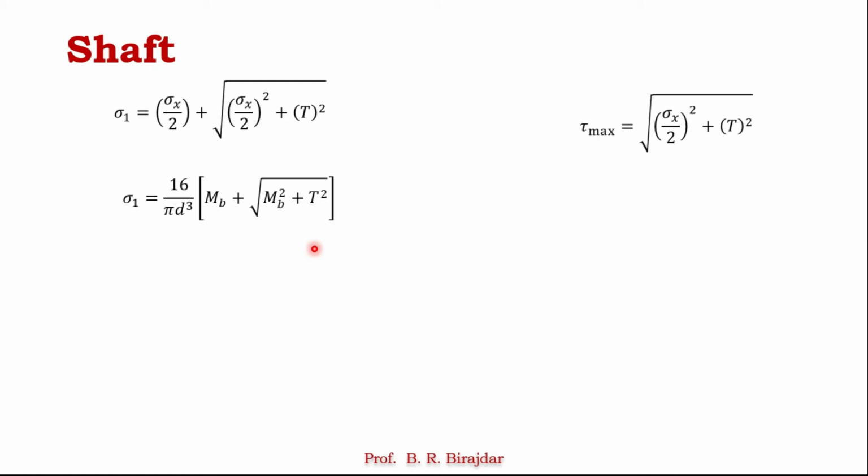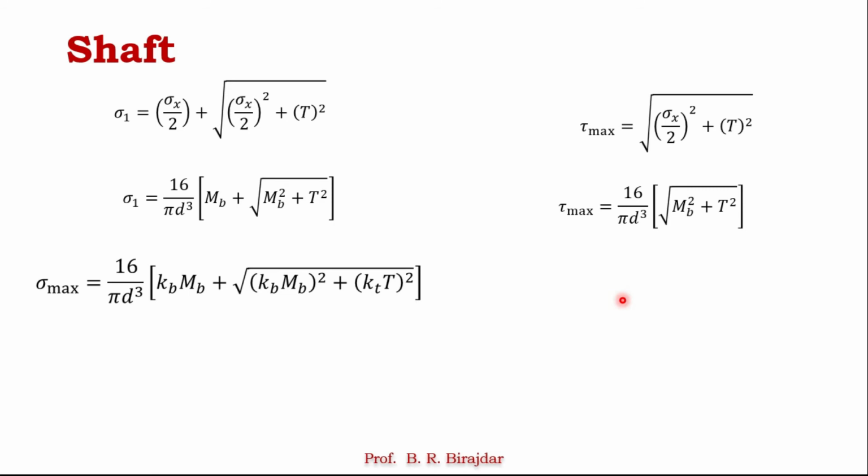Just now we said that the Kb and Kt factors have to be added here. Again, in the case of the maximum shear stress, we are already aware of these two equations. Now, as per the ASME code, these two factors, Kb and Kt, have to be added. So in whatever normal equations we have, we have to add Kb and Kt.